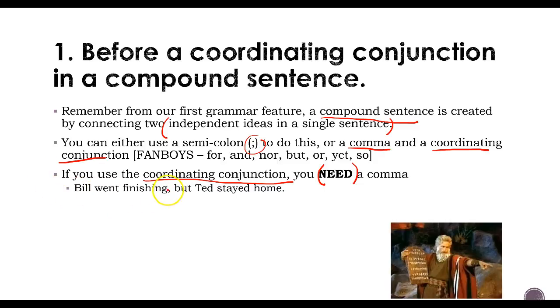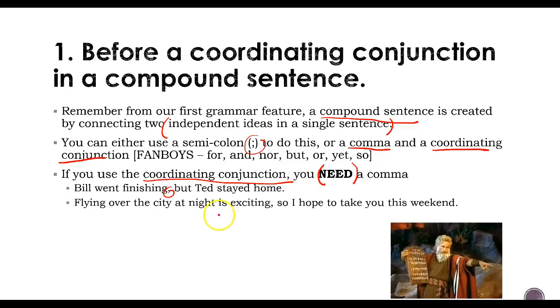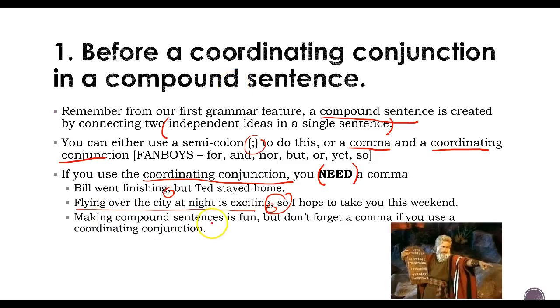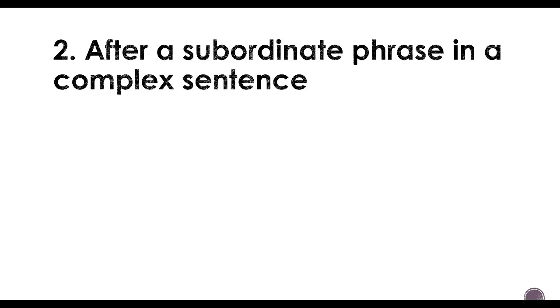Bill went fishing, comma, but Ted stayed home. Flying over the city at night is exciting, comma, so I hope to take you this weekend. Here again, two independent ideas. Want to connect them into one sentence, you need the comma and the coordinating conjunction. In this case, so. Making compound sentences is fun, comma, but don't forget a comma if you use the coordinating conjunction. Rule number 1, make sure you use it when you're connecting two independent ideas into a compound sentence with a coordinating conjunction.